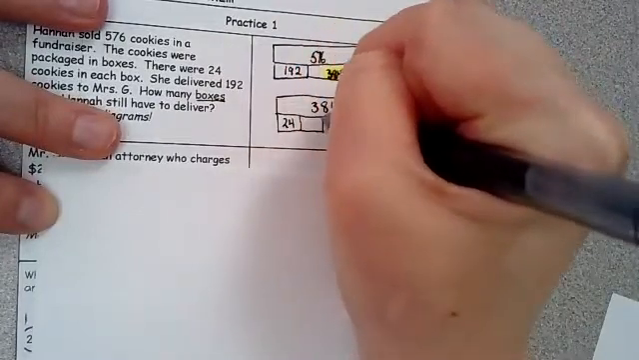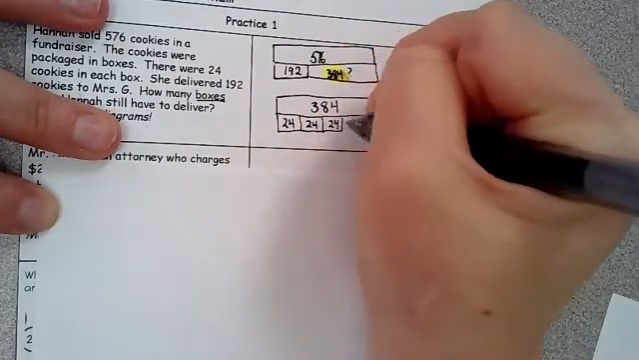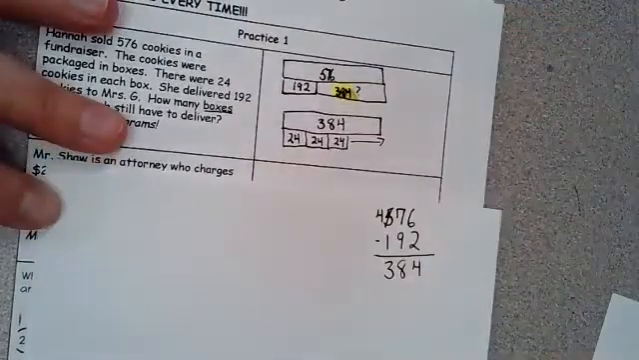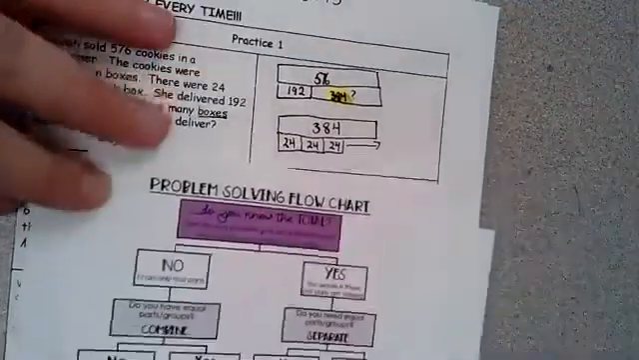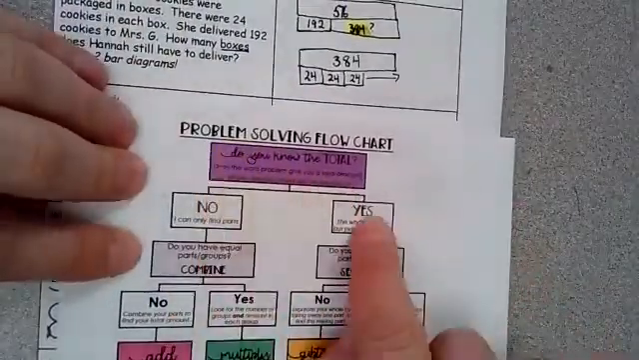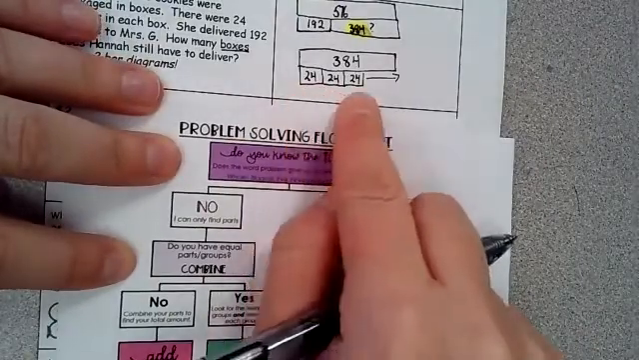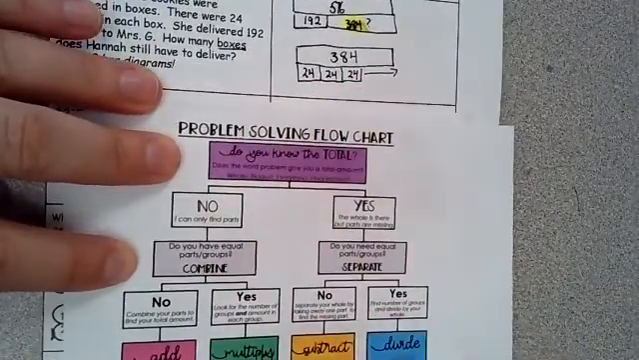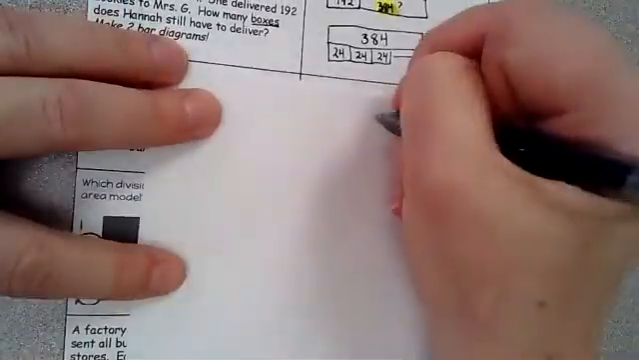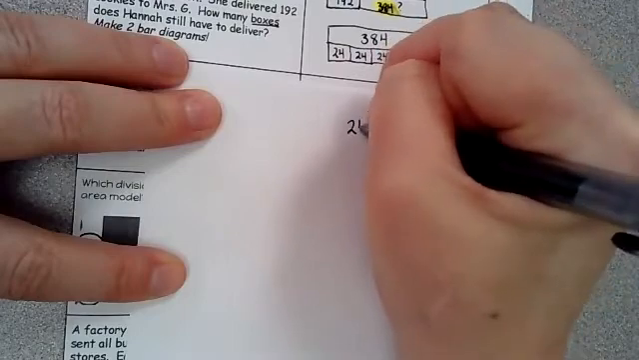That box has 24, that box has 24, that box has 24, all the way down until all the cookies are gone. So again, using our problem-solving flow chart: Do I have the total? Yes. Do I need equal parts? 24, 24, 24. Yes. So I am going to divide. All right, so I'm going to take 384 and I'm going to divide it by 24.